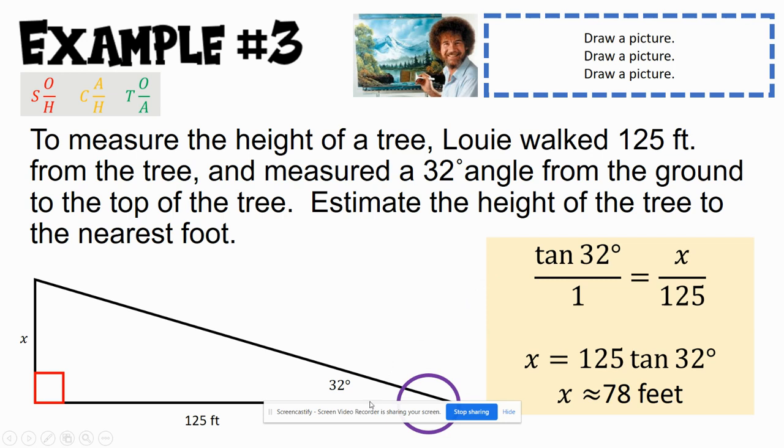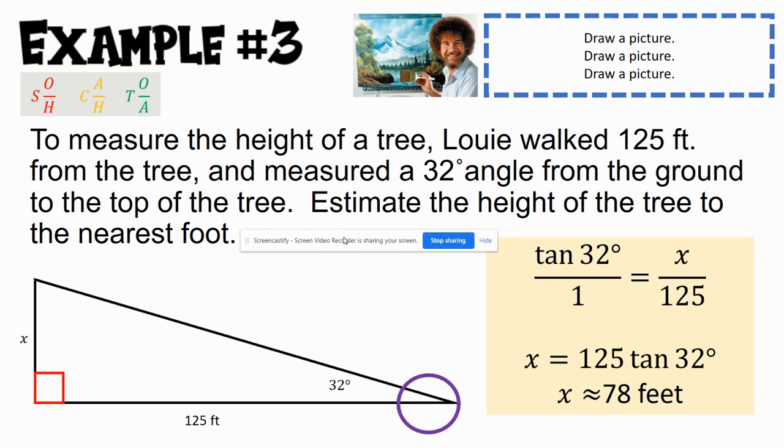All right, we'll do a couple. So let's take a look at some application ones. To measure the height of a tree, Louis walked 125 feet from the tree and measured a 32-degree angle from the ground to the top of the tree. Estimate the height of the tree to the nearest foot.